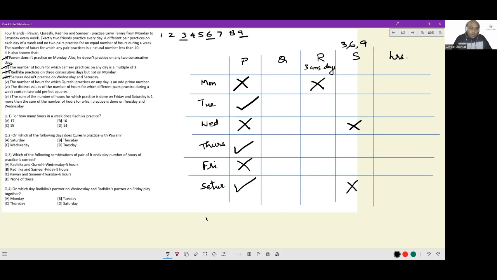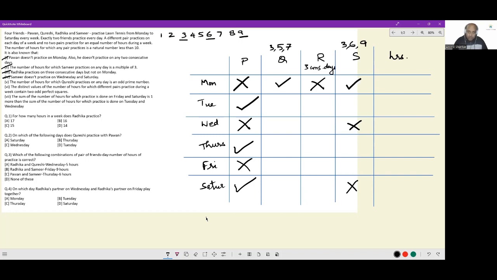Okay. The number of hours for which Qureshi practices on any day is an odd prime number. Now, odd prime numbers under 10 are 3, 5, and 7. And this is extremely wonderful because now we know, oh, there is one more insight. On Monday, Radhika is not playing, Pawan is not playing, so it has to be Qureshi and Samir.